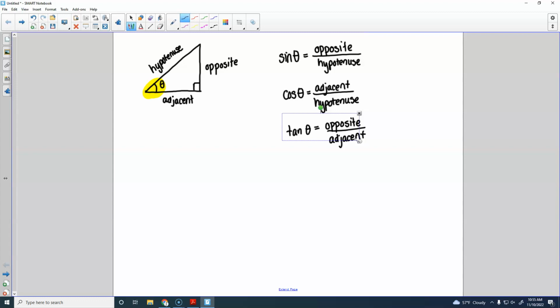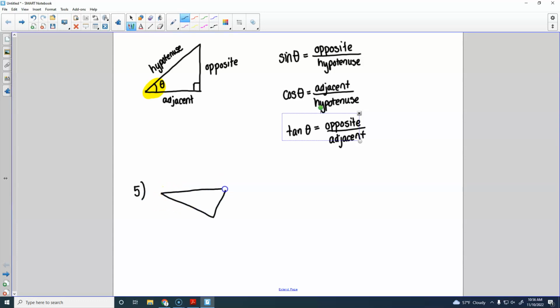For 1 through 4, you do not have to use trig. 1 through 4 are ones where you can use the Pythagorean theorem: a squared plus b squared equals c squared. You guys remember doing a squared plus b squared equals c squared? So I'm going to skip down to number 5, where we start to get to problems where we have to use trig.